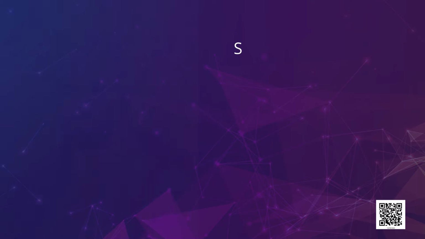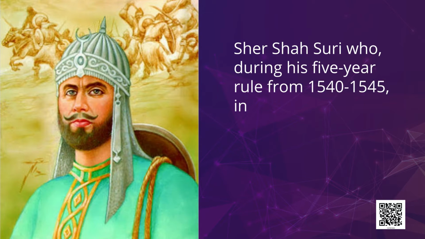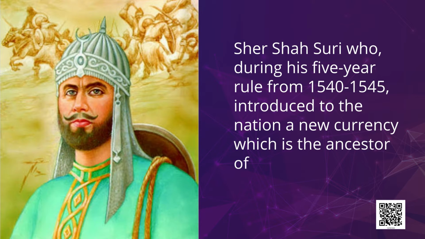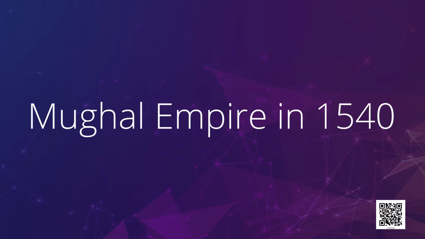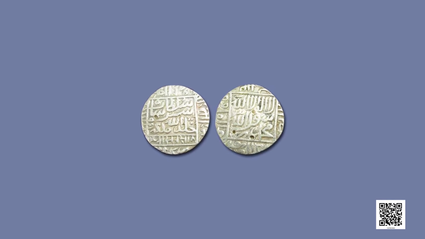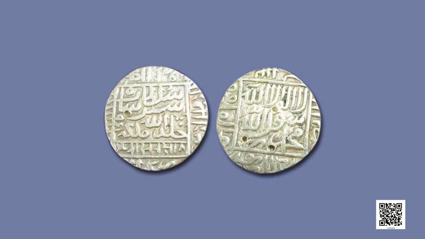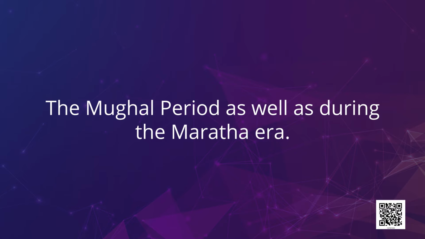It was actually Sher Shah Suri who, during his 5-year rule from 1540 to 1545, introduced the nation to a new currency which is the ancestor of the modern day rupee. After defeating Humayun and taking over the Mughal Empire in 1540, Suri set up a new civic and military administration that issued a silver coin termed as Rupaya, which remained in circulation even during the remainder of the Mughal period, as well as during the Maratha era.